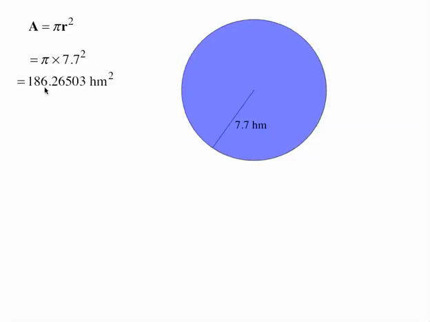And there we are. Don't forget your units. The area is always in square units because the radius is multiplying the radius, so you end up with square units. So instead of hectometers, it's hectometers squared.